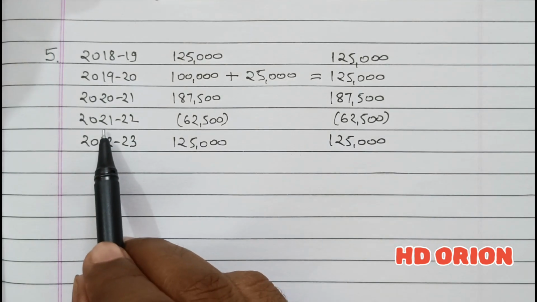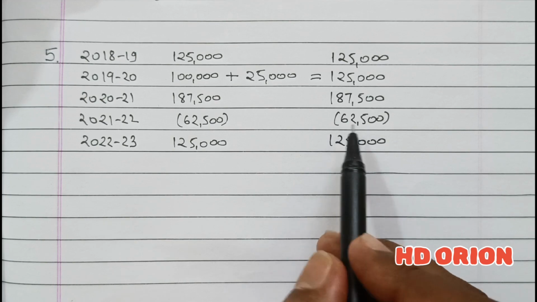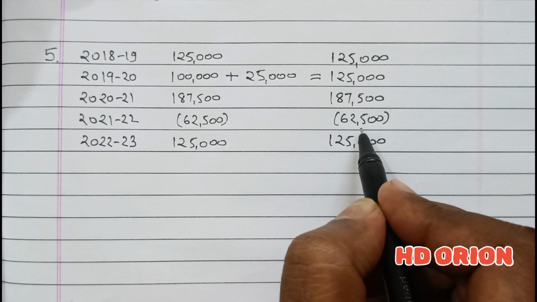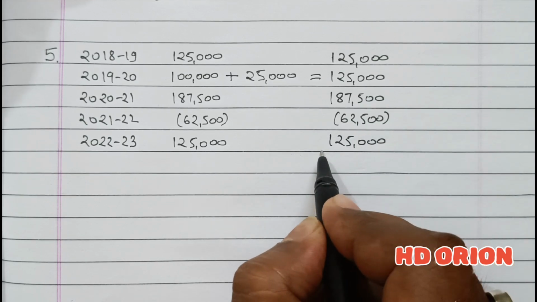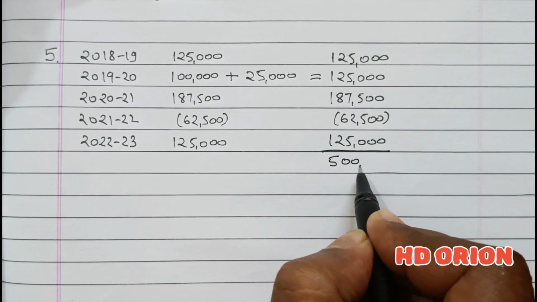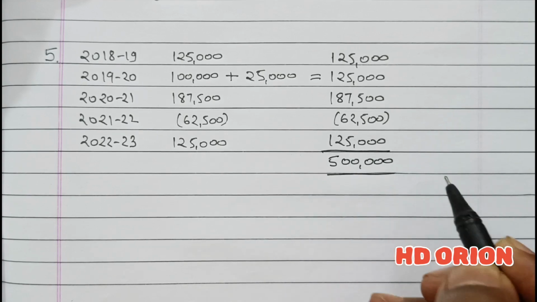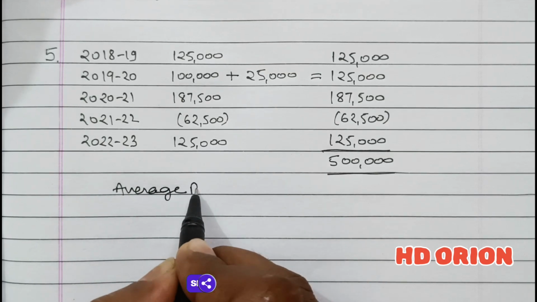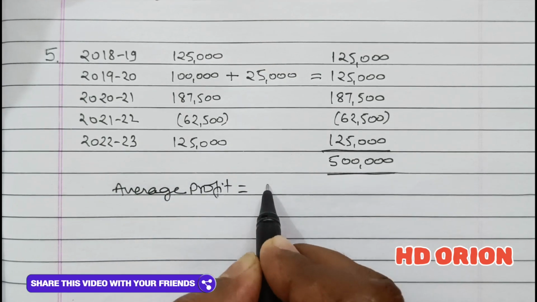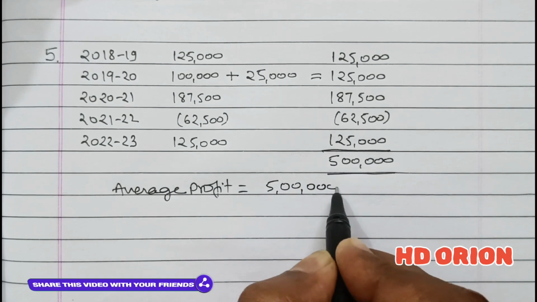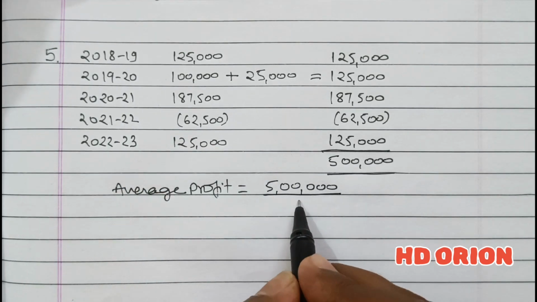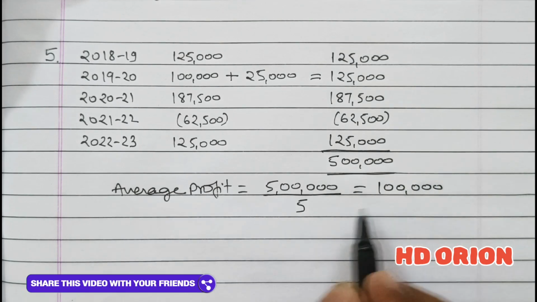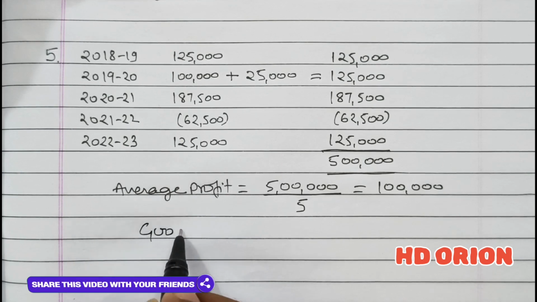Remember that in the year 2021-22 there is a loss. So this loss is to be subtracted. When you are adding, you will subtract this being a loss, and the grand total here is rupees 5 lakh. 5 lakh is the total profit of past 5 years. Now we will calculate average profit. Average profit is rupees 5 lakh divided by 5 because 5 years profit is given. So average profit is rupees 1 lakh. Based on this 1 lakh, we will calculate goodwill.